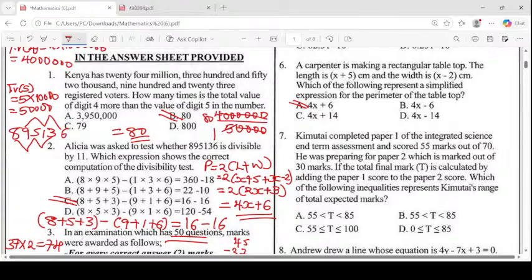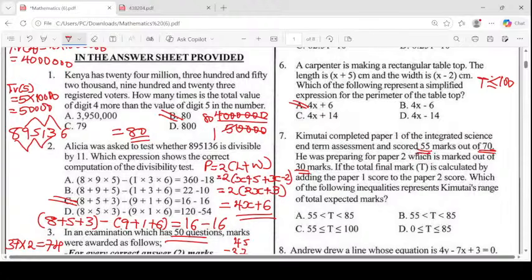So paper 1 is being marked out of 70, paper 2 is being marked out of 30. So the total marks someone can score is 100. So this means T should be less than or equal to 100. You cannot exceed 100. But already this person has scored 55.